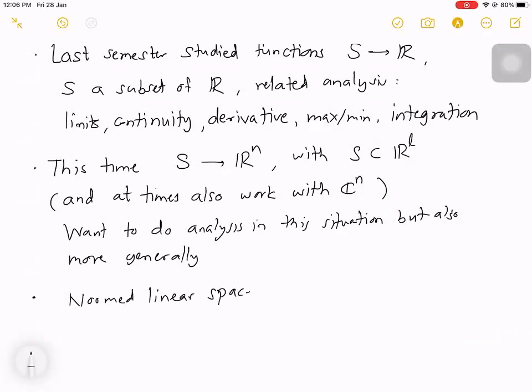So a non-linear space. This is a definition that we will make today. And we will see why such a definition is desirable. Non-linear space. Or we can also do more generally with metric spaces or a topological space.